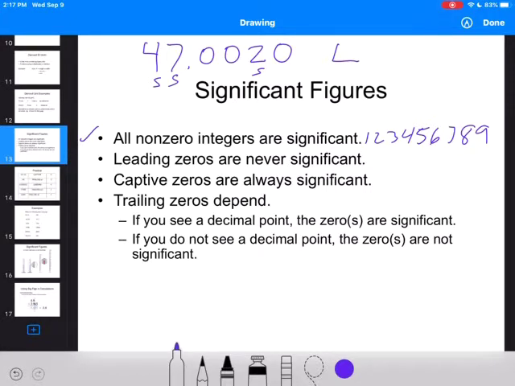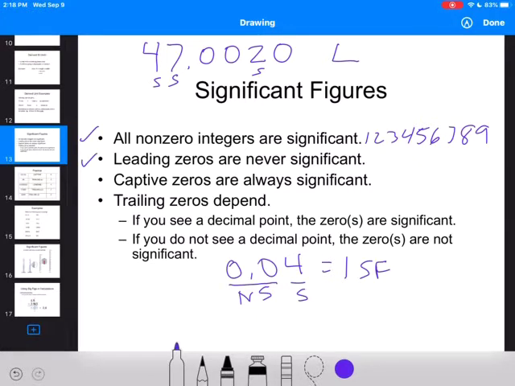Zeros can come in a bunch of different places. It can come at the beginning of a measurement, in the middle of a measurement, or at the end of a measurement. In the example above, I did not have any leading zeros. A leading zero might look like this, 0.04. So these two zeros out in front, even though one is before the decimal and one is after the decimal, they are both considered leading zeros and they are never significant. Never significant. So this value of 0.04, because the 4 is significant, it would be said to have one significant figure. So there's our leading zeros, never significant.